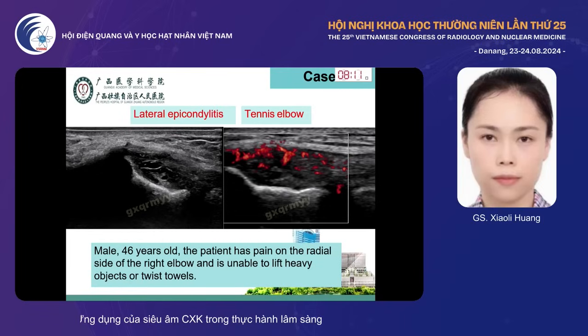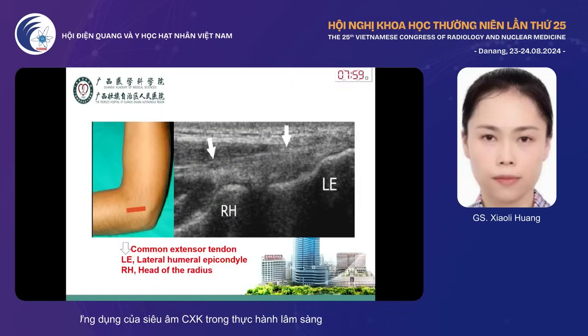It is not difficult to diagnose this condition as lateral epicondylitis, or tennis elbow. The following images are the long axis images of the normal common extensor tendon, with the placement of the probe shown on the left side of the image.